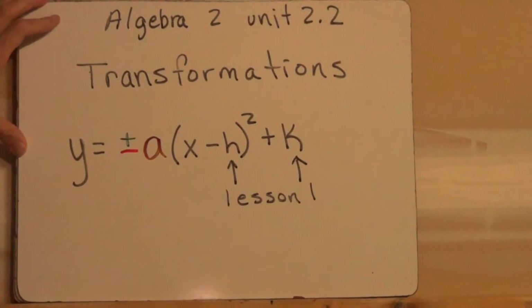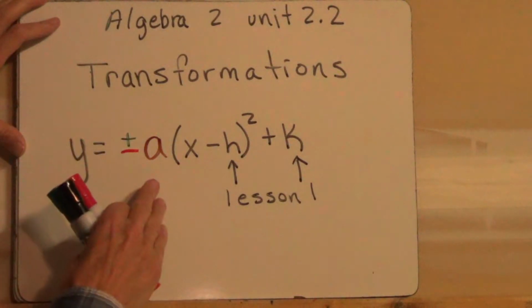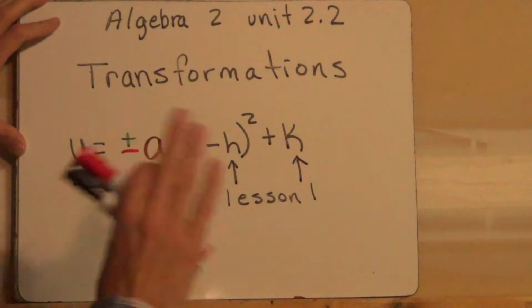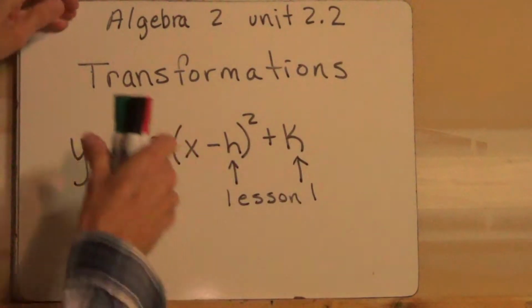Welcome, this is Algebra 2, Unit 2, Section 2. Transformations. Y equals plus or minus A is what we're going to look at today. Yesterday's lesson, or the previous lesson, the H and the K is what we looked at.